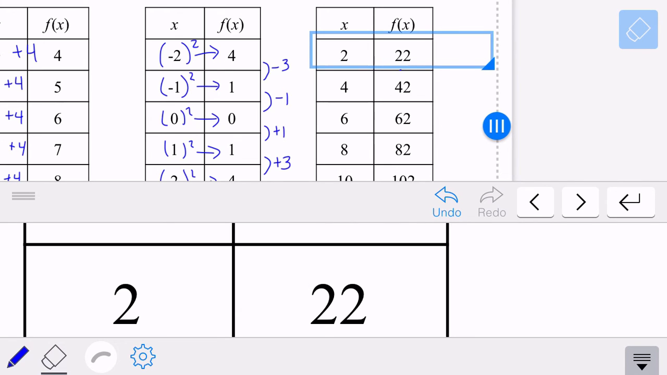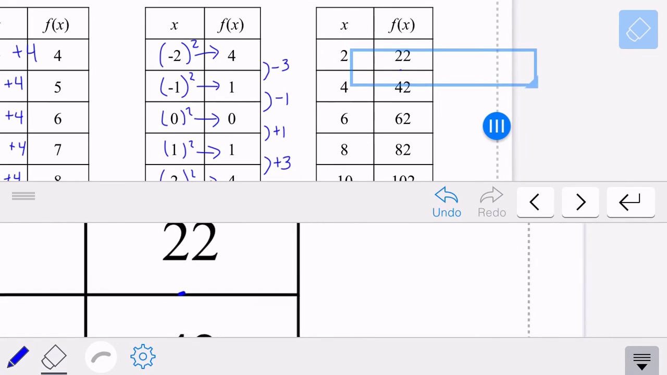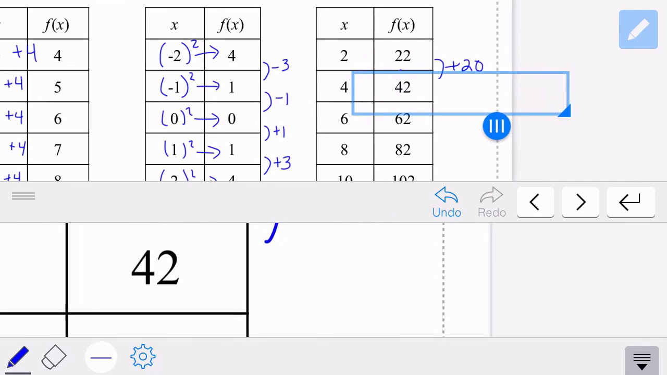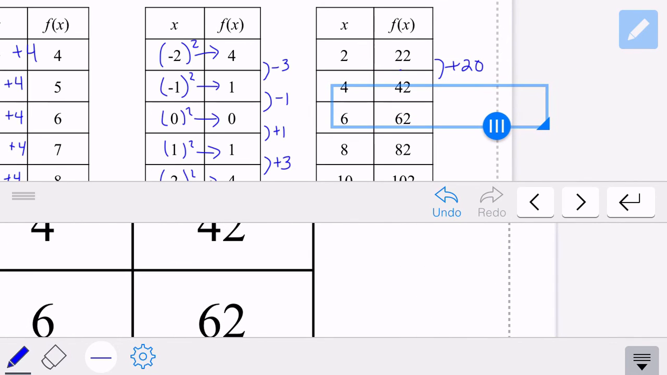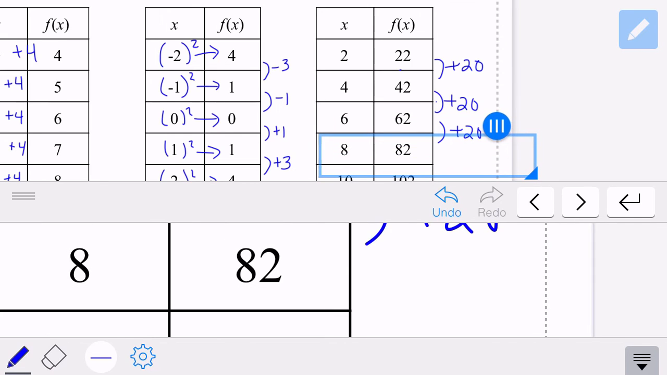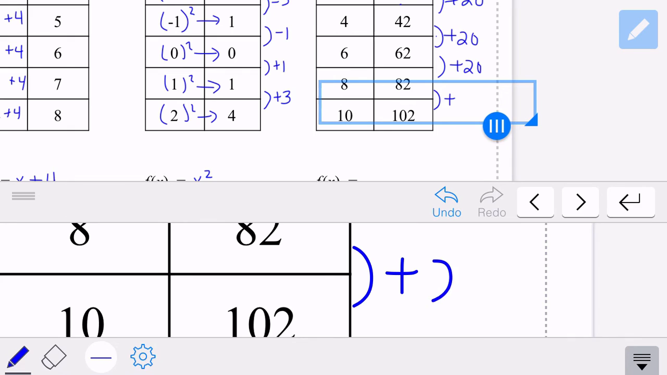So what else could we look at? Well, maybe we should figure out first, is this going to be linear or nonlinear? So let's take a look at our outputs for a second. From 22 to 42, we're going up by 20, right? And then 42 to 62, we're also going up by 20. 62 to 82, yep, going up by 20. And last but not least, 82 to 102, yes, going to go up by 20.